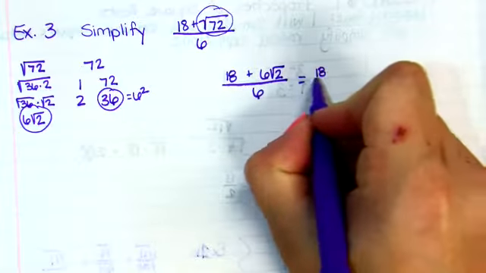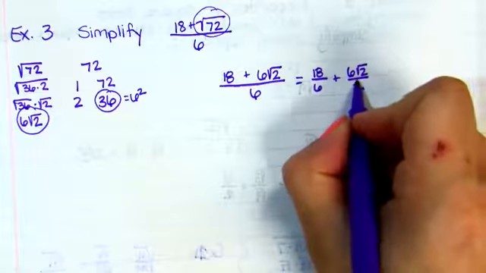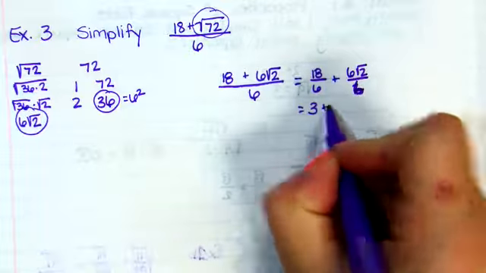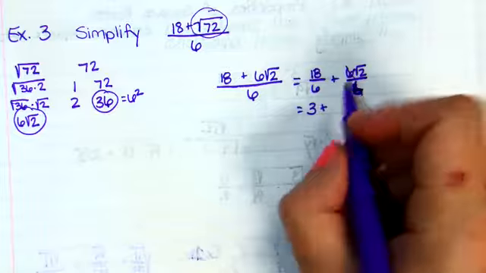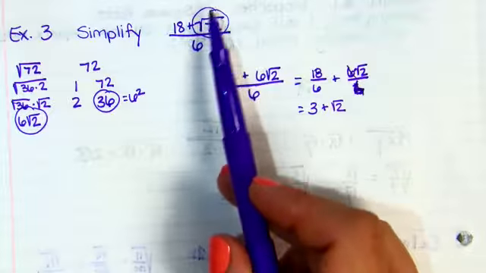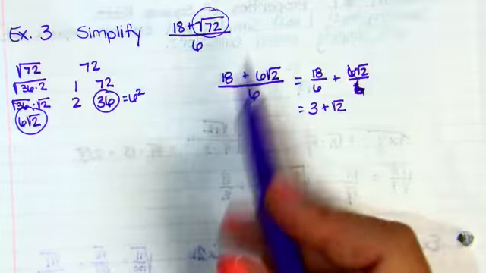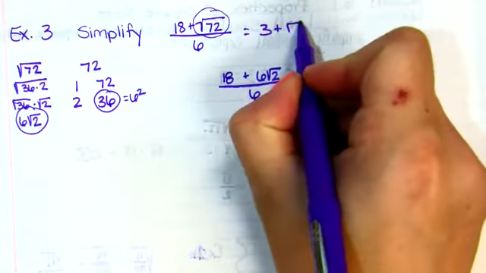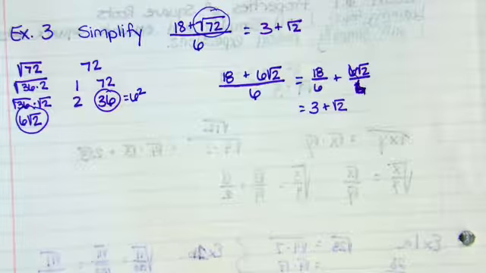So this could be 18 over 6 plus 6 root 2 over 6. 18 divided by 6 is 3. This is 6 times the square root of 2, so I can factor out that 6, and I'm left with just the square root of 2. So what I did is, because I simplified that square root of 72, I was actually able to get rid of the fraction altogether. This whole fraction right here is the same as 3 plus the square root of 2, which in my opinion is a much nicer way of writing that.